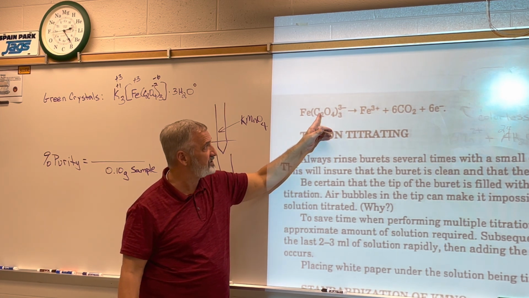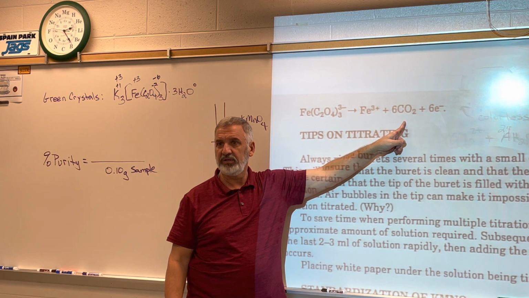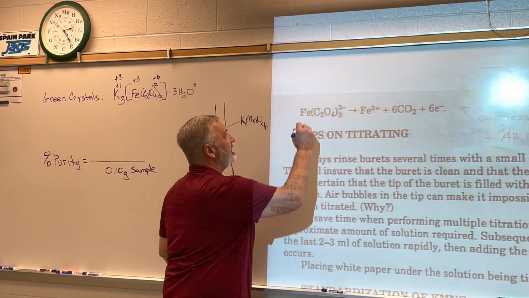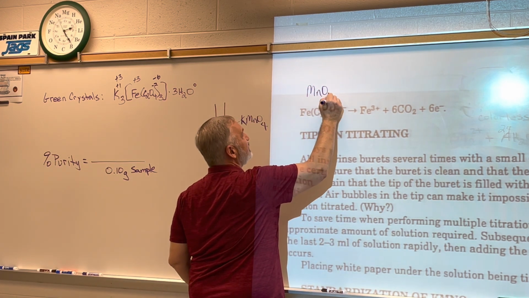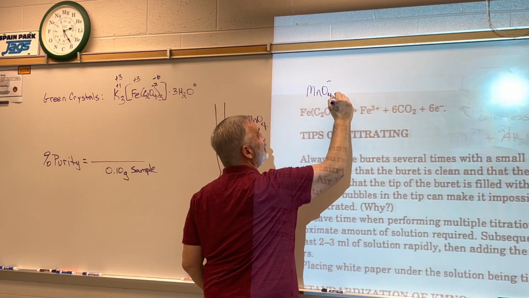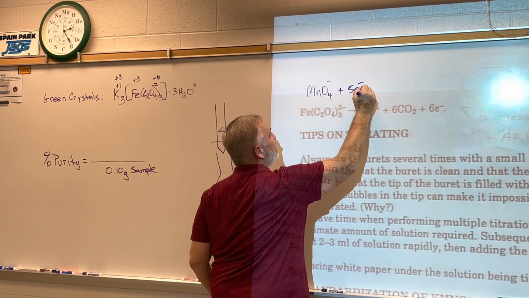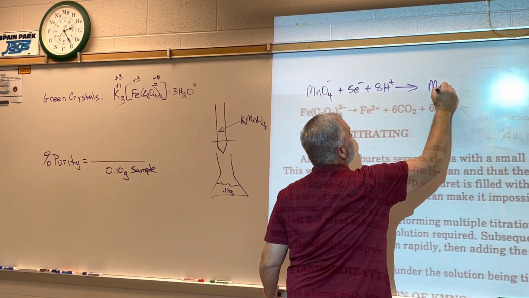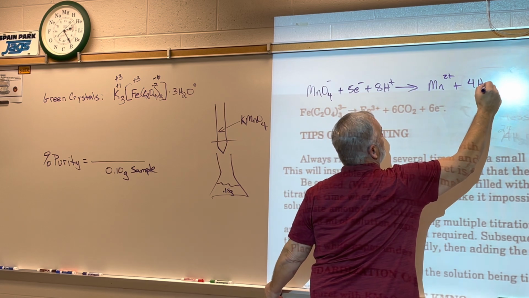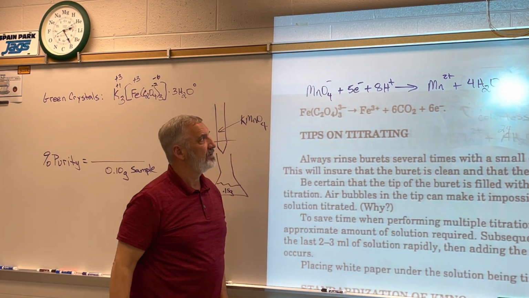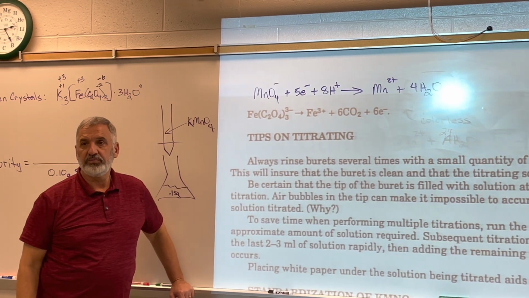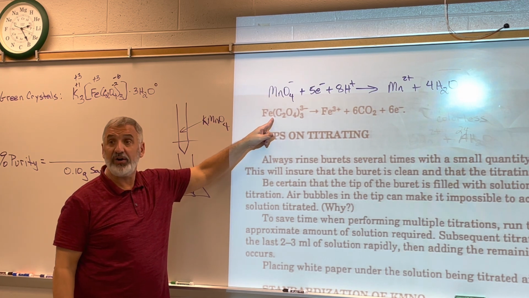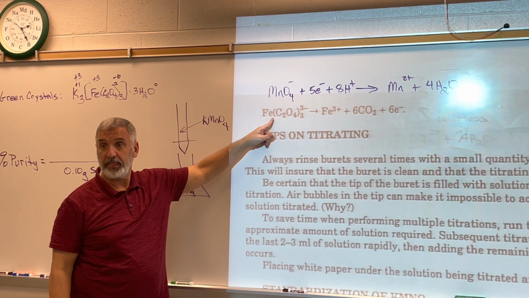The carbon is going from +3 to +4. But now we have 6 electrons. The manganese is doing the exact same reaction as it was previously: MnO4 minus plus 5 electrons plus 8 H pluses goes to Mn2 plus and 4 waters. So this is the reduction half reaction, and this is now our oxidation half reaction.